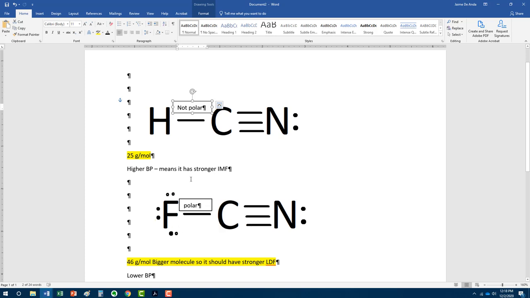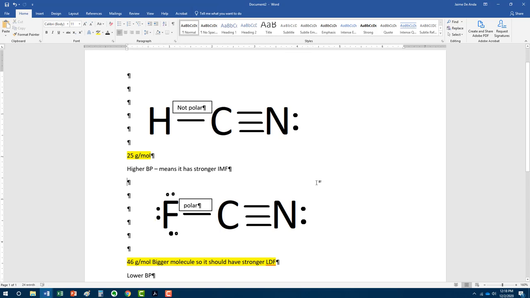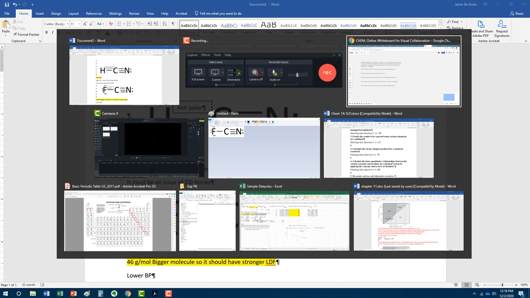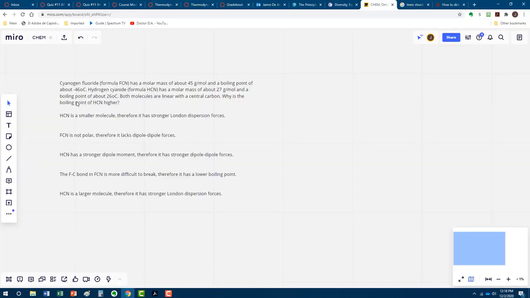And all that we can say is that it must be an issue of dipole-dipole forces. Which one has the stronger dipole-dipole forces? Well, it must be the one that has the higher boiling point. So if we go back to our question here, we would say that there are stronger forces in the HCN.